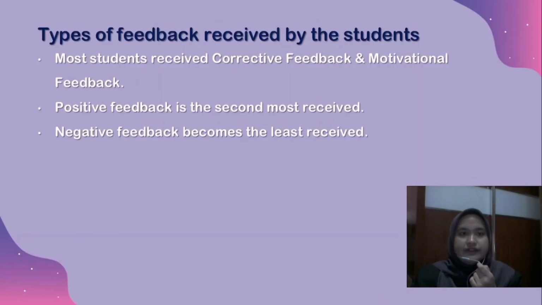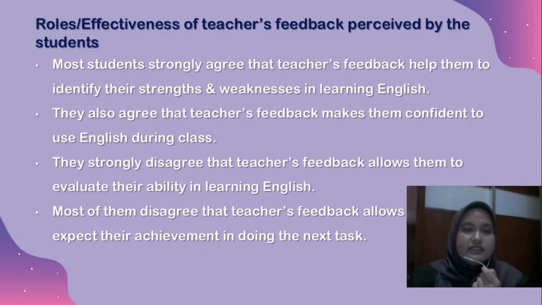Okay, for the results and the findings. The first data that I got is types of feedback received by the students. Most students received corrective feedback and motivational feedback. Positive feedback is the second feedback most received, and negative feedback becomes the least feedback that is received by the students. And then the second data is the roles or effectiveness of teachers' feedback perceived by the students.